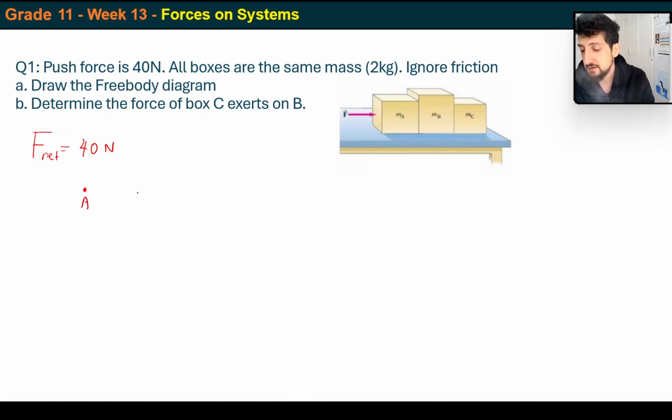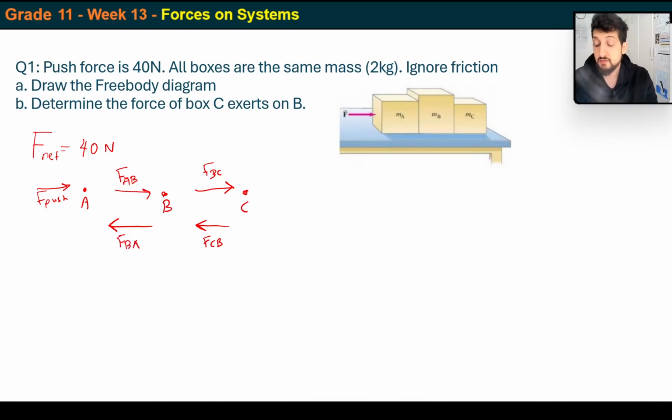So I've got A, B, C. What are the forces? I've got a push force here, which I'm going to call F push, and that of course is the applied force. I've got a force that A exerts on B. I've got a force that B exerts on C, and likewise I've got a reaction force that C exerts on B, and I've got a reaction force from B on A. And that's it. That's all the forces I have.